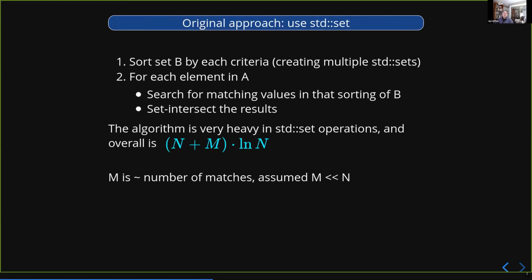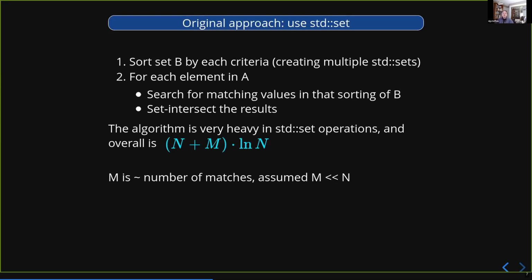So the idea is you take set B and you sort it in multiple ways, one for each criteria. So you end up with multiple sets, one for each criteria. And so for a given element A, you can look up in one of those sorted sets of B where it would be, or you might do a lower bound and an upper bound to find all the ones that have the same value. Or if you want nearest neighbors, you would find where A would be in B, and then you iterate forward and backwards in that sorted set to find the ones that are in some sense close.